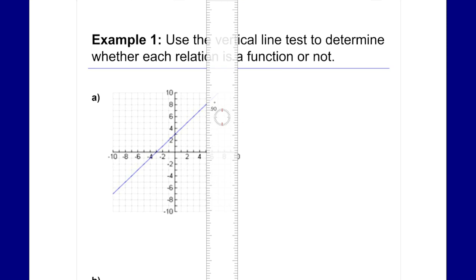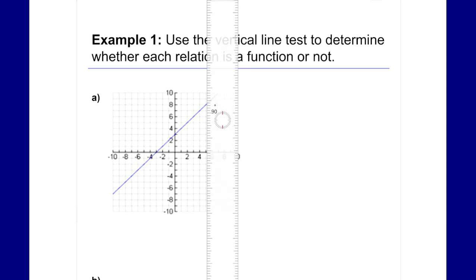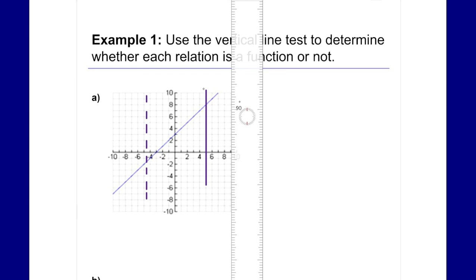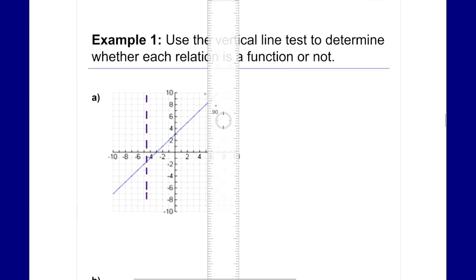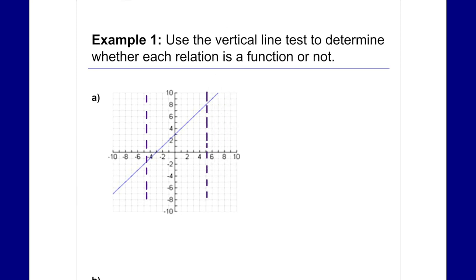So for example, if I were to draw my vertical line here, or actually, I'm going to use something that stands out a bit more. If I were to draw my line here, or say here, I'll use a dotted line. So I did a vertical line test there, and here, basically anywhere along this graph, and we can see that it passes the vertical line test. It doesn't touch that blue relation more than once. So that means it is a function.